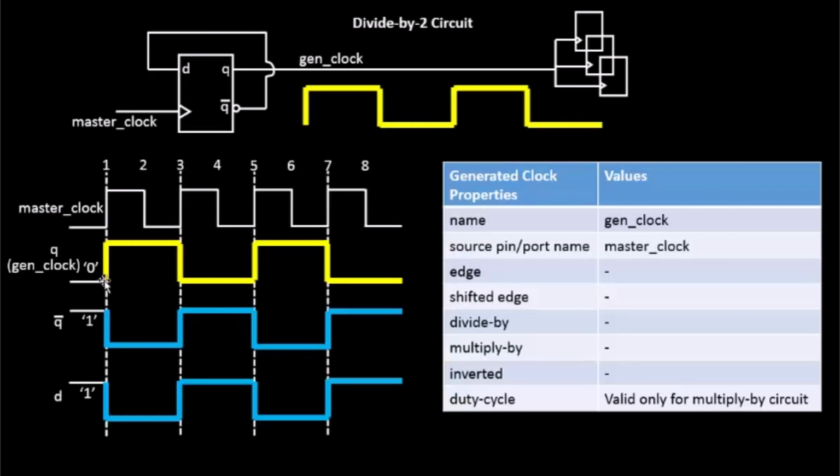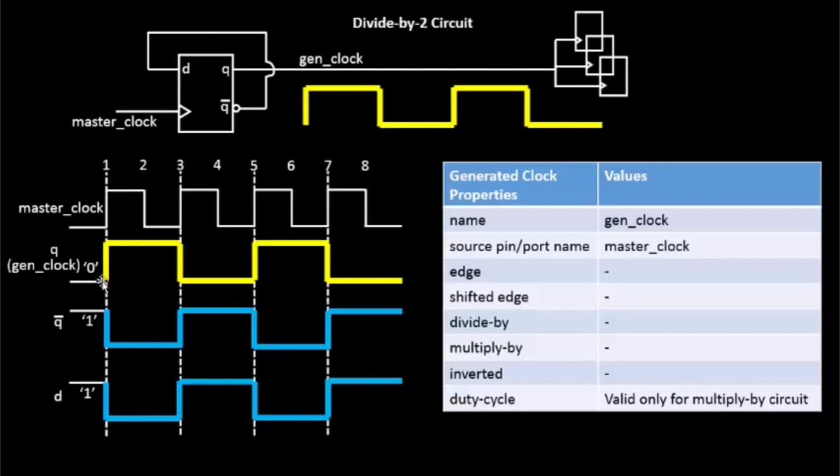So for example, if you see this particular waveform, the rise edge of the generated clock starts at the first clock edge of the master clock. After this rise edge, the next edge that comes for the generated clock is the fall edge, and the fall edge of this generated clock comes at the third edge of the master clock. So we are talking about the edges of the master clock. It could be rise, fall, anything.